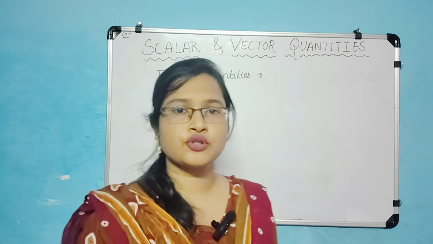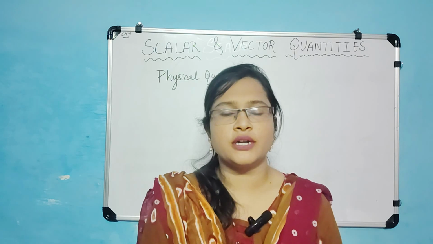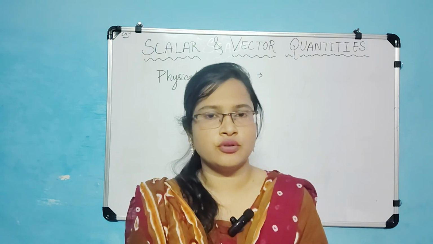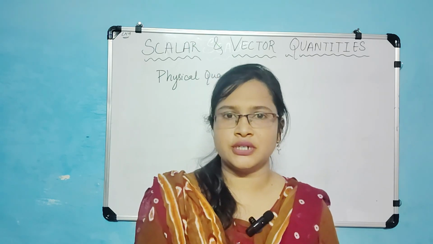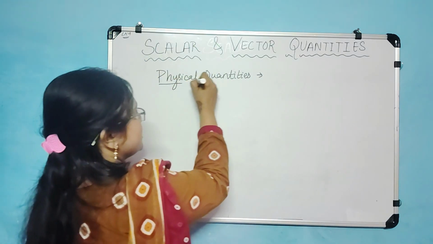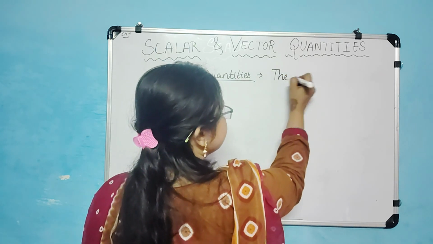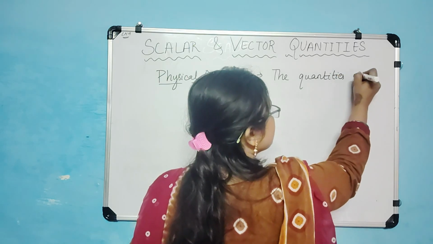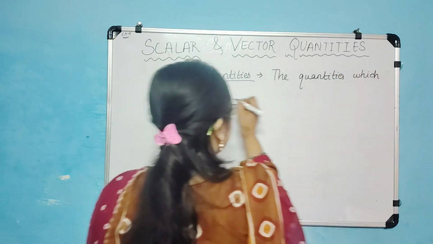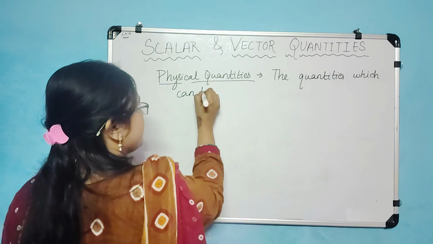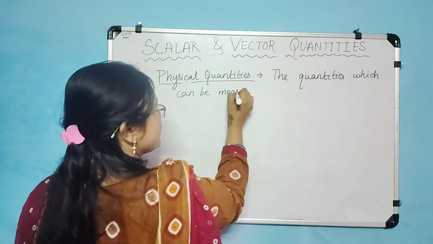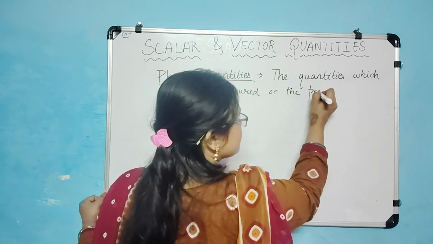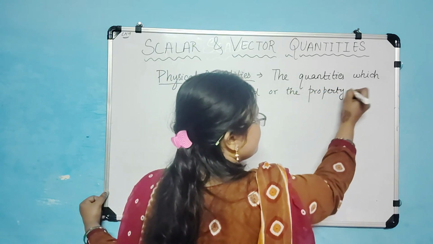Physical quantities are those quantities which can be measured, or the property of a matter. That means it must have a numerical value or a magnitude followed by some unit to measure it. Clear? So, physical quantities means the quantities which can be measured, or the property of matter. It is about the property of matter.